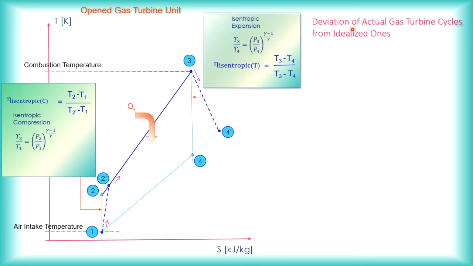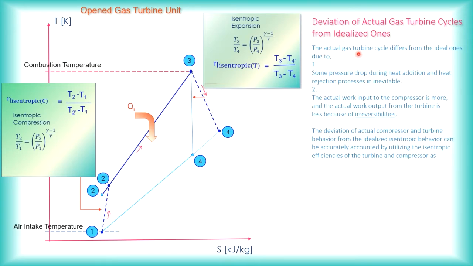Then the deviation of actual gas turbine cycles from the ideal ones. The actual gas turbine cycle differs from ideal ones due to, one, some pressure drop during heat addition and heat rejection process is inevitable. But then we are not looking at any pressure drop yet.